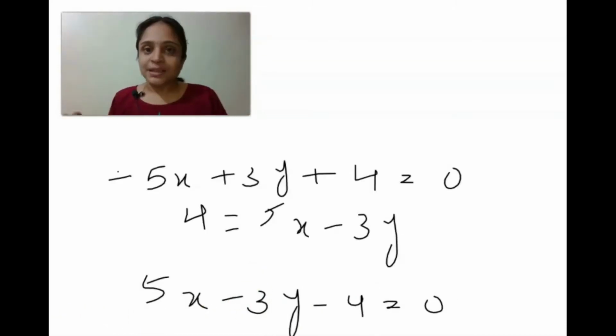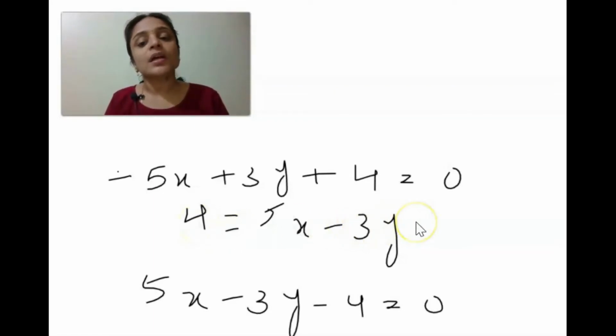Okay, I'll give you one more example. 4 equal to 5x minus 3y. To convert it into the form ax plus by plus c equal to 0, you can either take 4 to the right hand side.